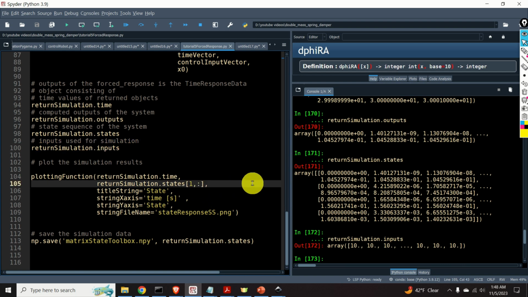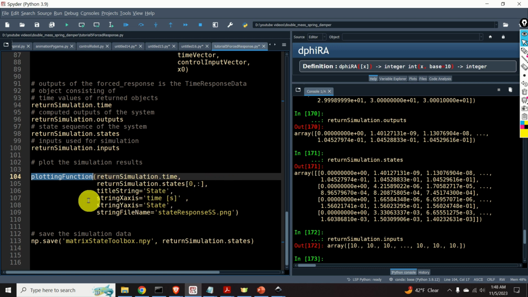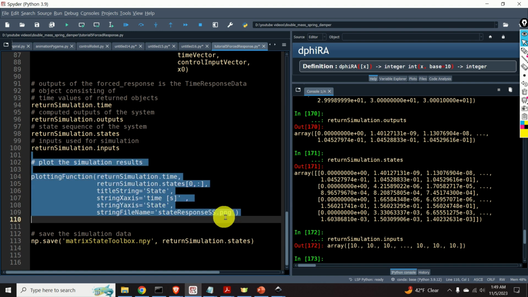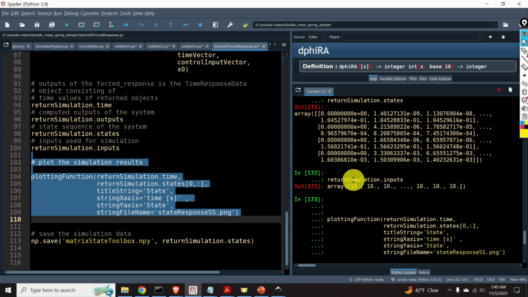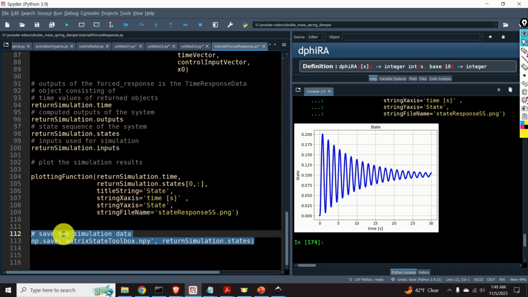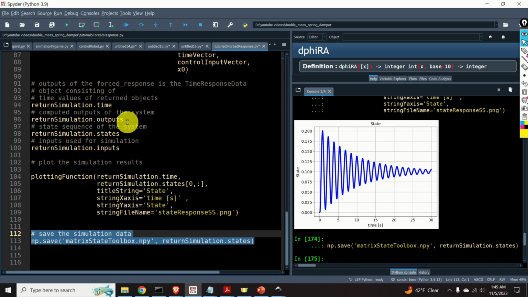And let's plot again, let's say, the position of the first object. Over here I'm calling the plotting function, I'm specifying time, I'm specifying the variable that I want to plot, title of the string, what I'm plotting on the x and y axis, and I specify the name of the file that will be saved. This function will actually save this file and it will plot the results. And let's see the output. Here it is. Here's the position of the first mass or the first object over time. Now, let's save the simulation data such that we can compare it.